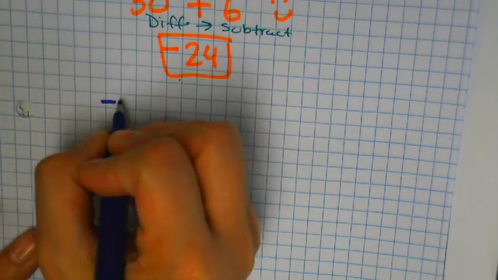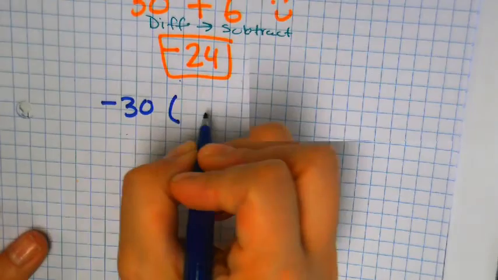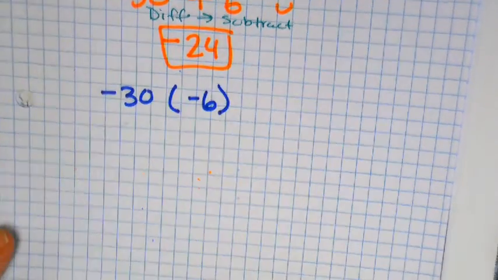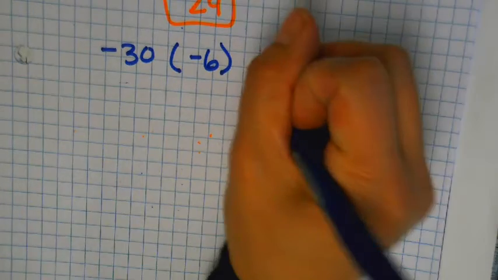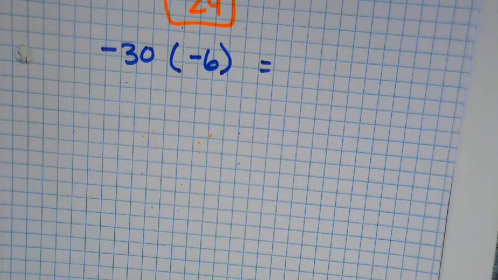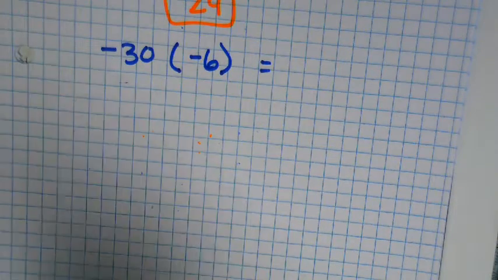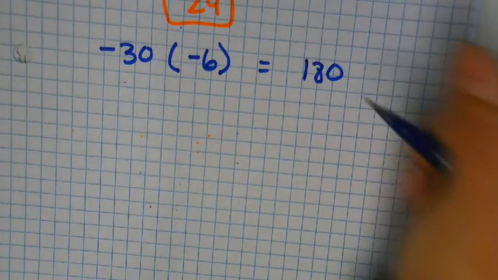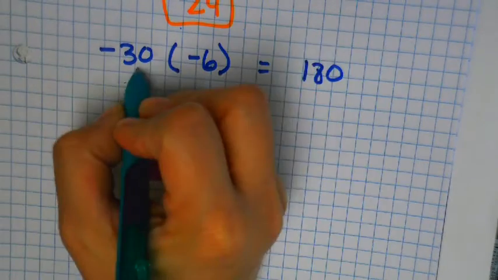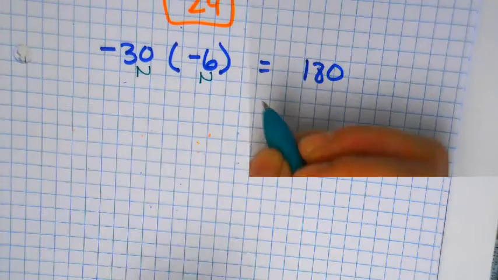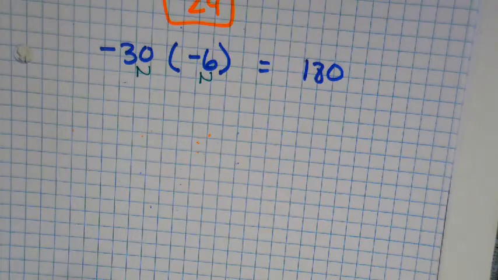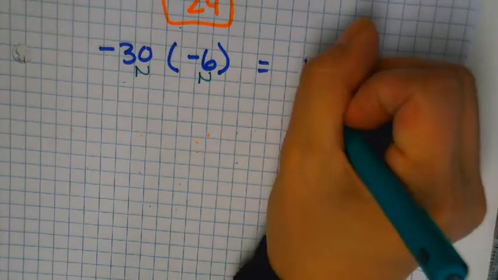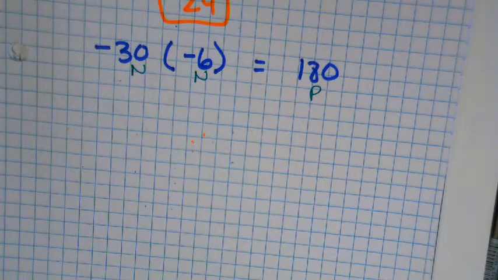What's negative 30 times negative 6? Positive or negative? Positive. If they're both negative, this is what we learned yesterday, and there's an amazing video posted online about it. It's number 1.